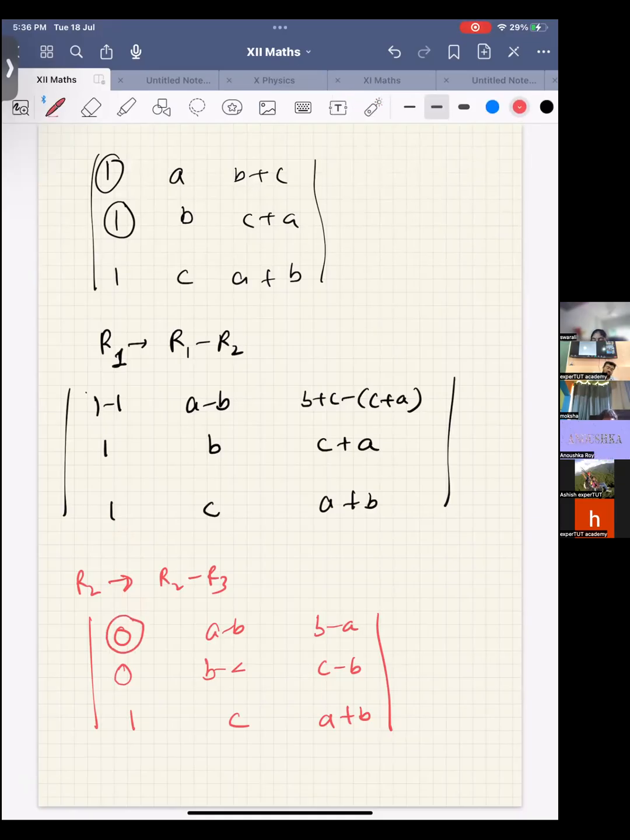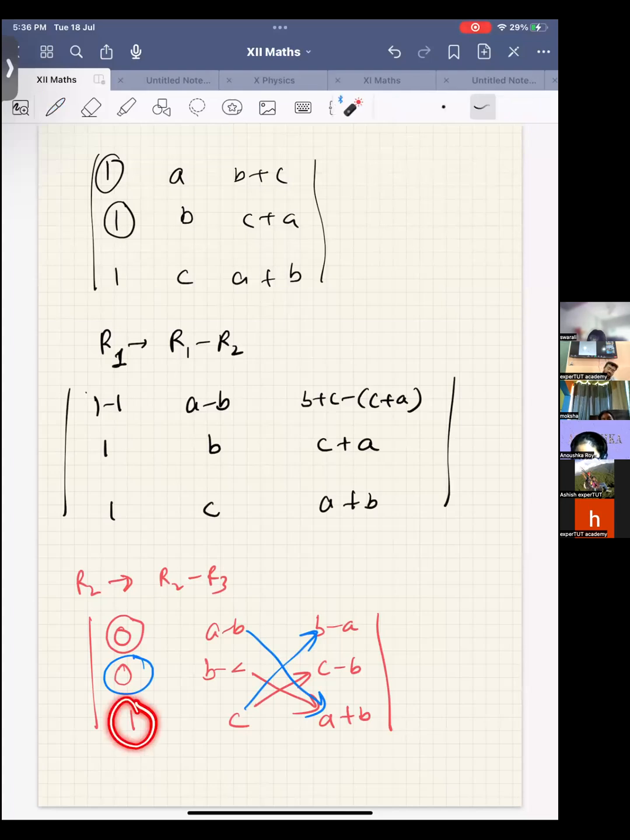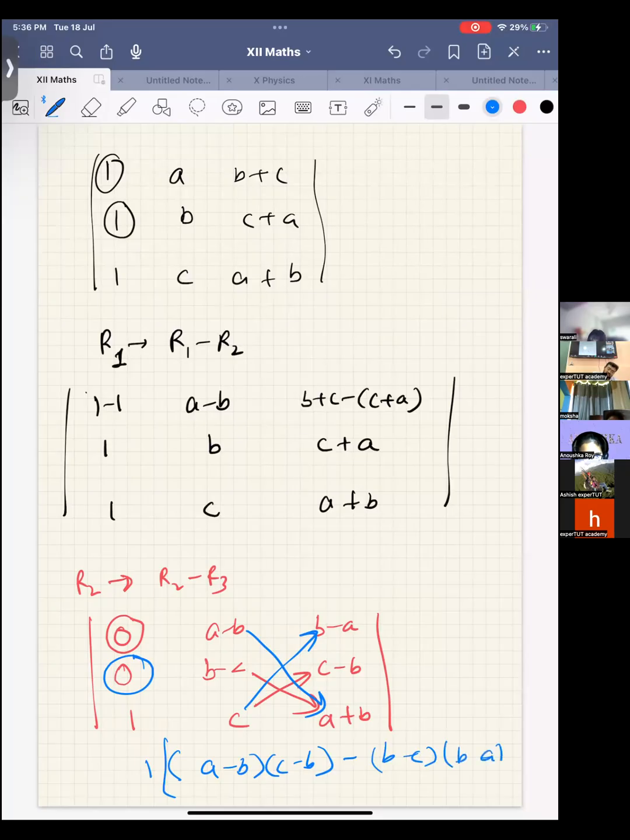0 into this minus this. Okay, so you will get 0. Again you will get 0 into this, 0 into this minus this, yes or no? And then 1 into, you will get 1 into this minus this, right? So you will get 1 के साथ आएगा a minus b, c minus b, minus of b minus c, b minus c. ठीक है?